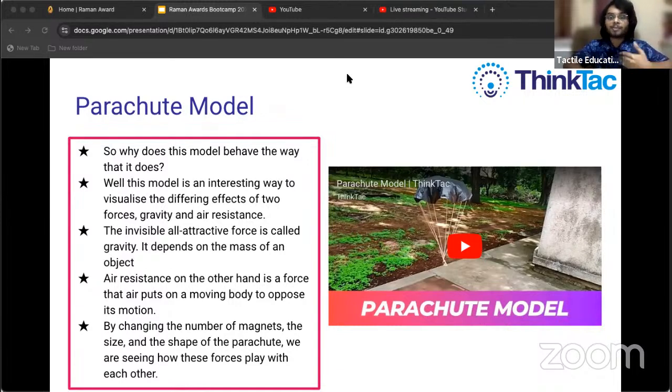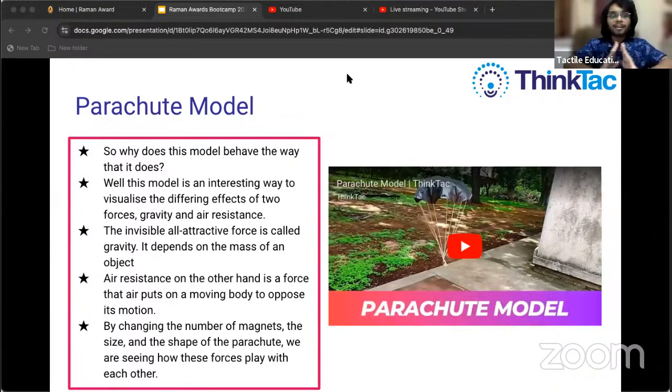So by changing the number of magnets, the size of our parachute, and the shape of our parachute, we're able to figure out that if we increase the mass, gravity takes over. If we increase the size of the parachute, air resistance is better at reducing the speed at which the parachute falls down. Different shapes affect the parachute in different ways. So in the Raman Awards, this is sort of what we're looking for. You make a simple model with very simple materials and try to explore and explain a scientific concept. That was the aim of us doing this activity today.